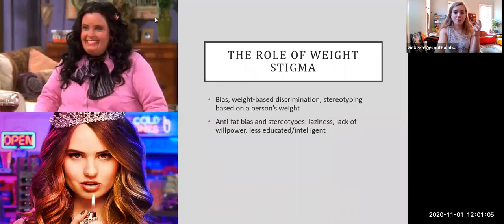Weight stigma plays a really big role in this. Weight stigma is defined as bias or weight-based discrimination or stereotyping based on a person's weight. Some examples of anti-fat stereotypes are that fat people are lazy, lack willpower, and are less educated and intelligent. None of these things are true. Science has actually shown that body weight is absolutely unrelated to all of these personality traits. But these are some examples of the types of stereotypes that exist about fat people in our culture.